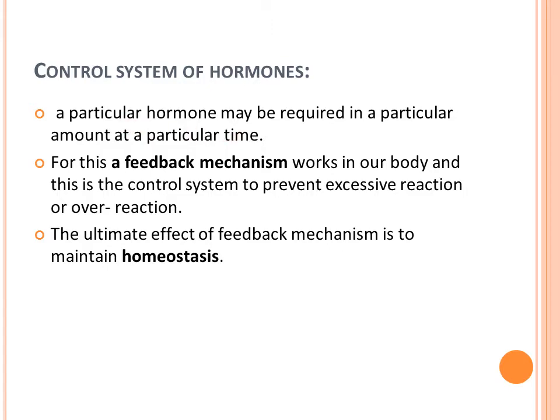required. For this we need the feedback mechanism which is working in our body to control the excessive reaction or overreaction, as well as if it is produced in less amount, it can be controlled. So what will be the ultimate effect of the feedback mechanism? It will be to maintain homeostasis. So always a control system is required to prevent the excessive reaction or overreaction.